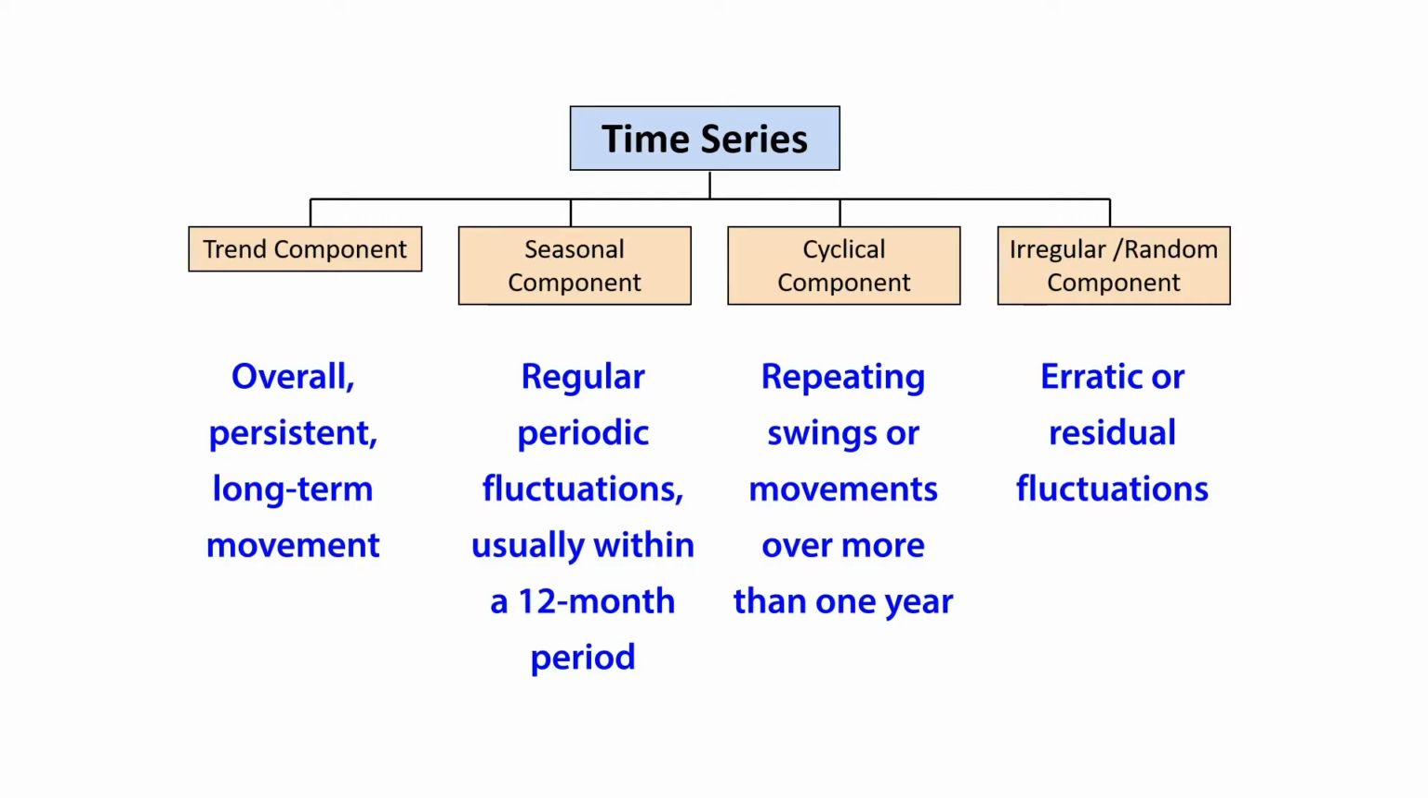The trend component focuses on the overall persistent long-term movement. The seasonal component is a regular periodic fluctuation, usually within a 12-month period, and the cyclical component is repeating swings or movements over more than 1 year. Finally, the irregular and random components are erratic or residual fluctuations. The secular trend describes the movement along the term, seasonal variation represents seasonal changes, cyclical fluctuations correspond to periodical but not seasonal variations, and irregular variations are other non-random sources of variation of a series. If we see the image, it is quite self-explanatory in nature.